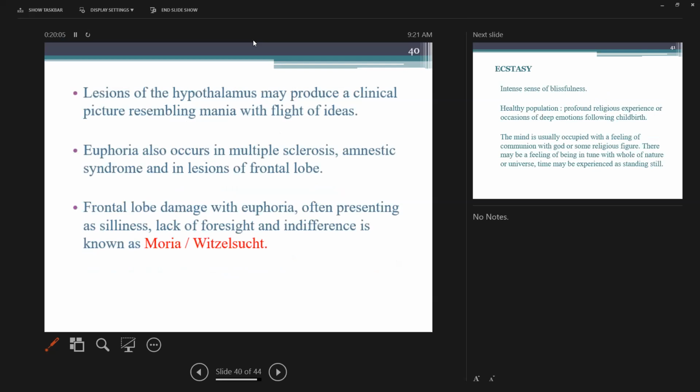Lesions of the hypothalamus may produce a clinical picture resembling mania with flight of ideas. Now, frontal lobe damage with euphoria often presents as silliness, lack of foresight, and indifference, and this is known as moria or Witzelsucht.